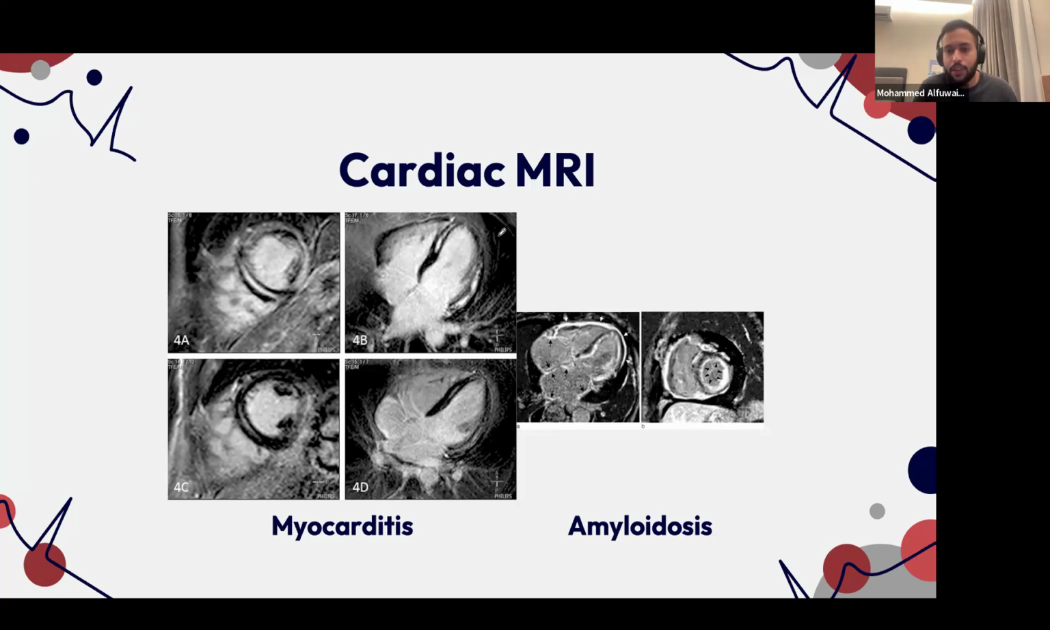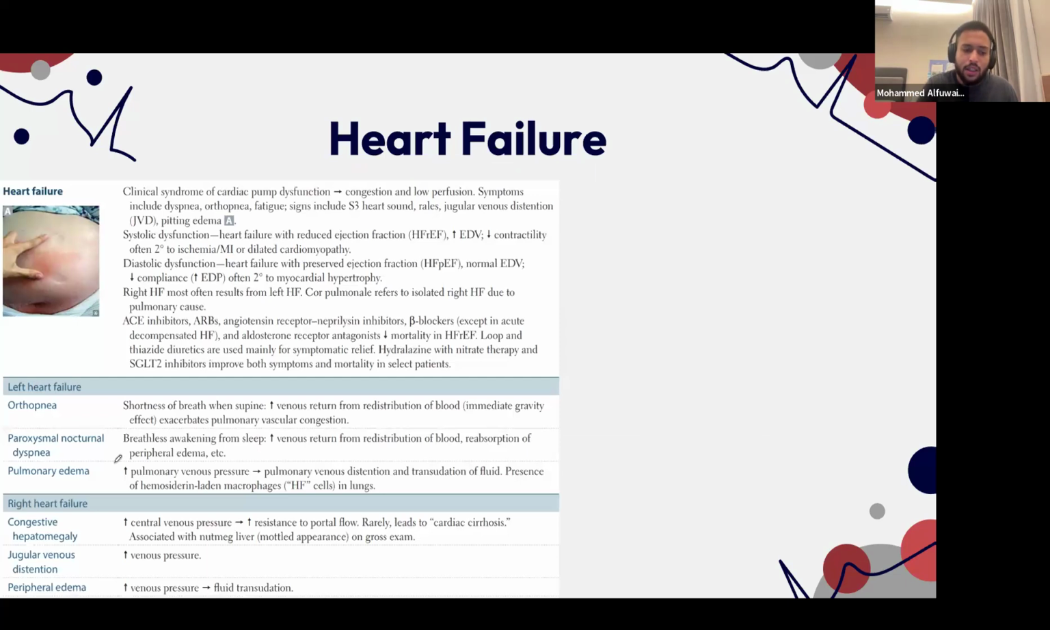Edema, peripheral edema, increased JVP and decreased tissue perfusion typically. And you have congestive hepatomegaly, where you'll see the nutmeg liver. Now, clinically, we don't describe it as left heart and right heart failure or systolic and diastolic. We characterize it as HFpEF or HFrEF. HFrEF is heart failure with reduced ejection fraction. HFpEF is preserved ejection fraction. So these are the two types.